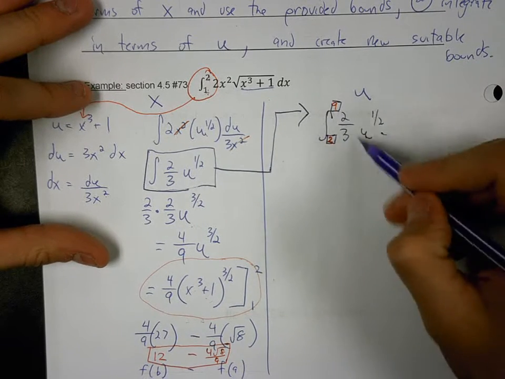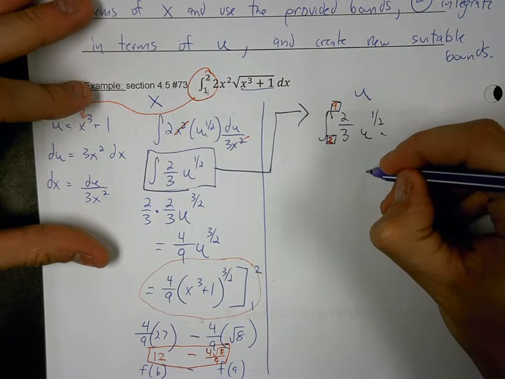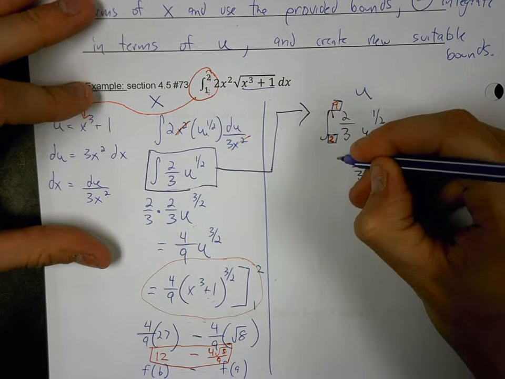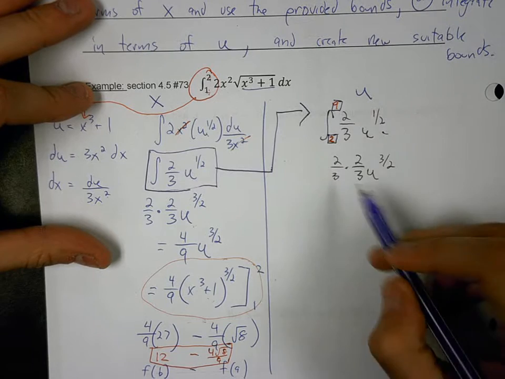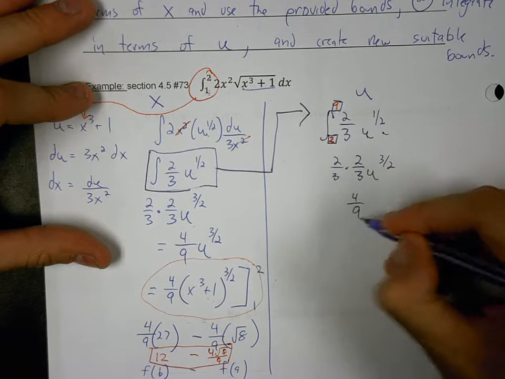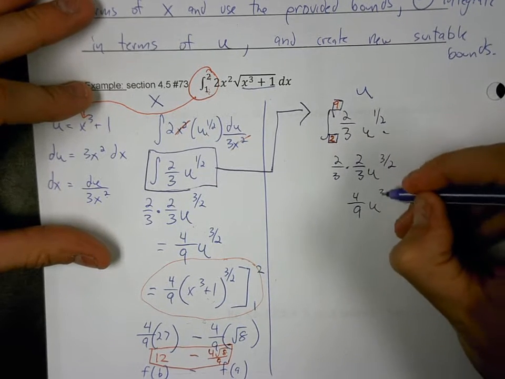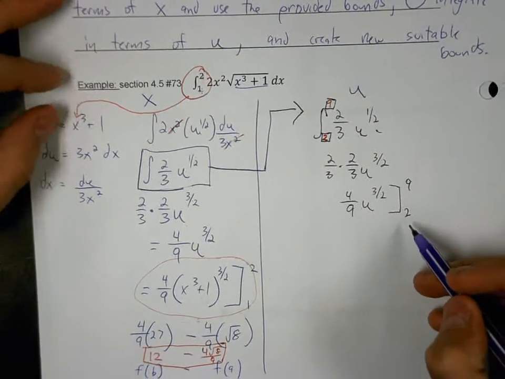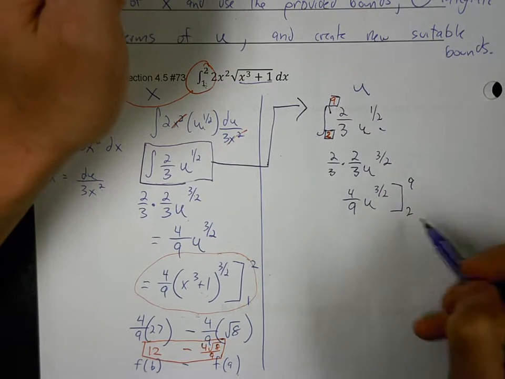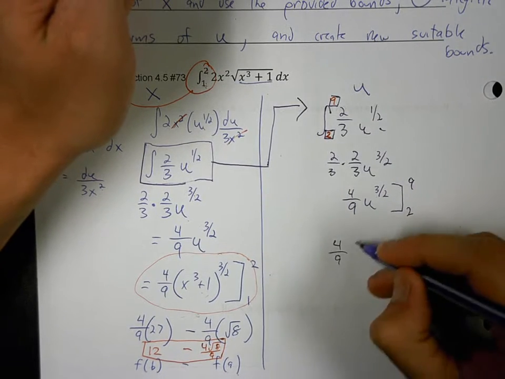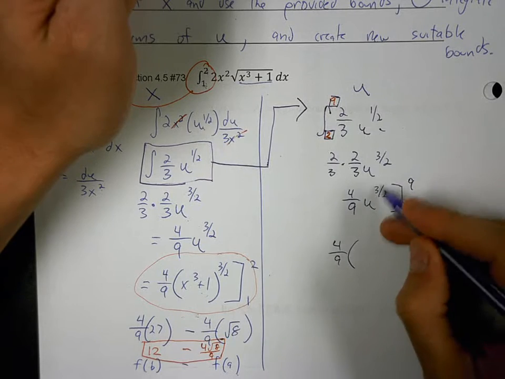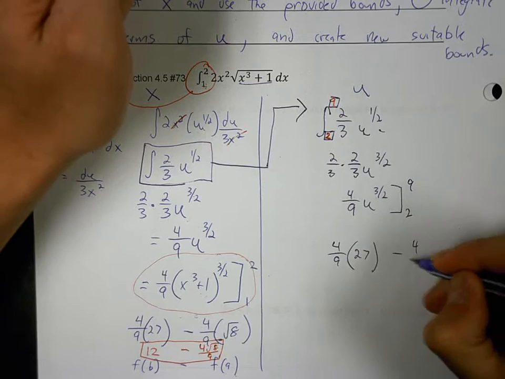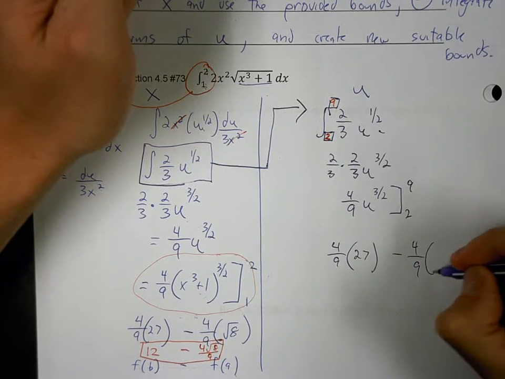So let's integrate this right away. Let's take u to the 3 halves divided by 3 halves, which is 2/3 once again, times the 2/3 that's already there. Okay, so we got 4/9 u to the 3 halves, and we don't even have to put the x terms back in. We just go from 2 to 9 now. That's why we made it easier on ourselves. And once again, when you plug it in, you're going to have 4/9 times 9 to the 3 halves, which is 27 again, minus 4/9 times 2 to the 3 halves, which is, once again, the square root of 8.